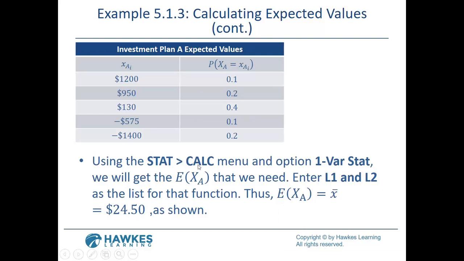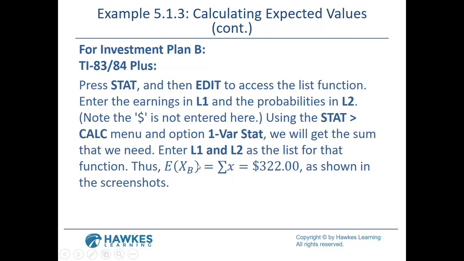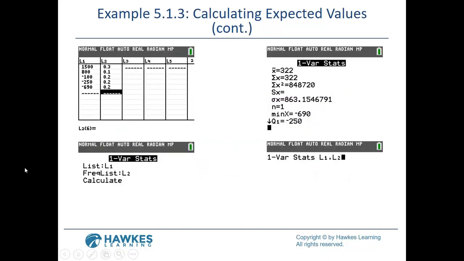Okay. Now, once you do this, guys, you will have to repeat the exact same process for plan B. So you literally have to do the same thing again. So stat, edit, put everything in list 1 and list 2. Then you're going to go to stat, calculate, run your one var stat, again making sure that it's using list 1 and list 2, and then you're going to get a different mean. And again, these are going to be the screenshots that you should see when you run it.